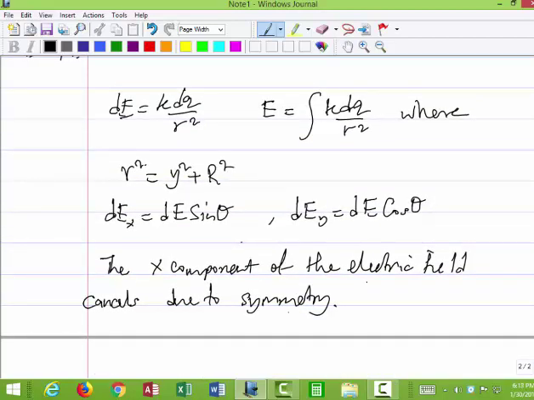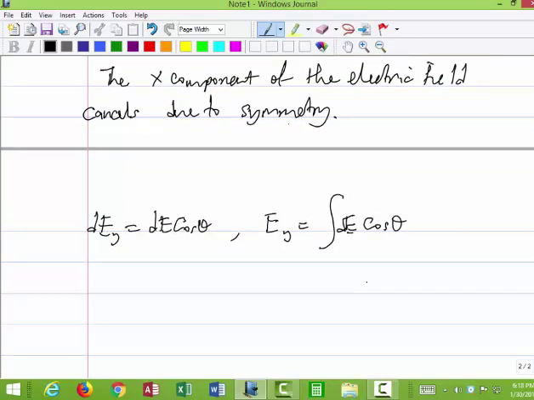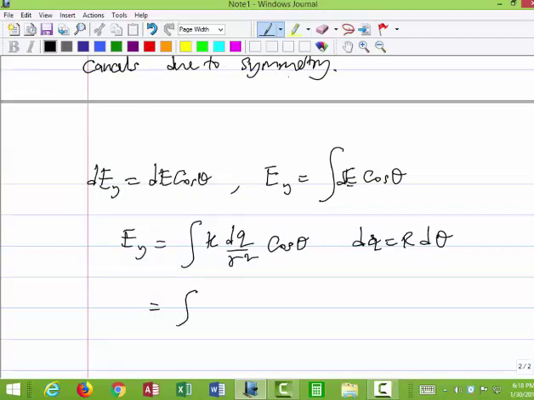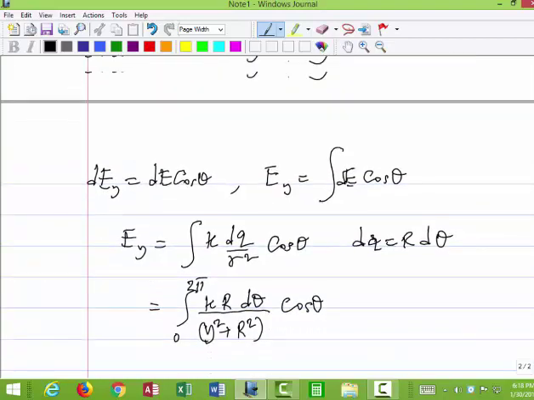We already know dE is k dq over r squared, so we put that in there. And we know that dq is equal to lambda r d phi, so let's use that also. So we're going to integrate from 0 to 2 pi of k times r d theta divided by y squared plus r squared. And cosine theta is going to go here. Then we'll go back and look at cosine theta.